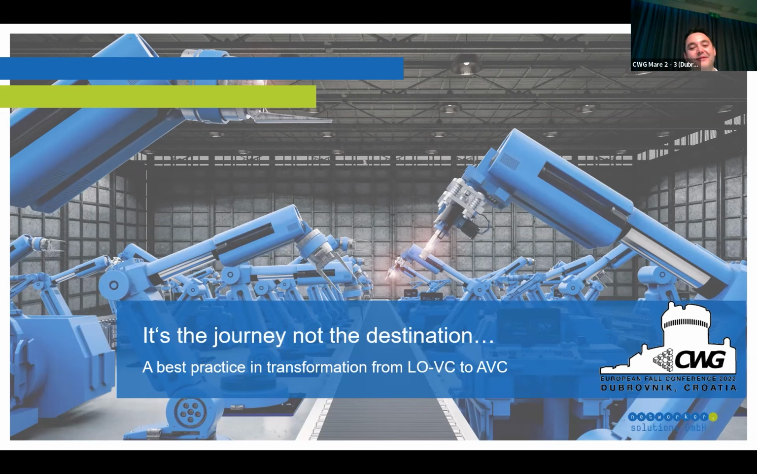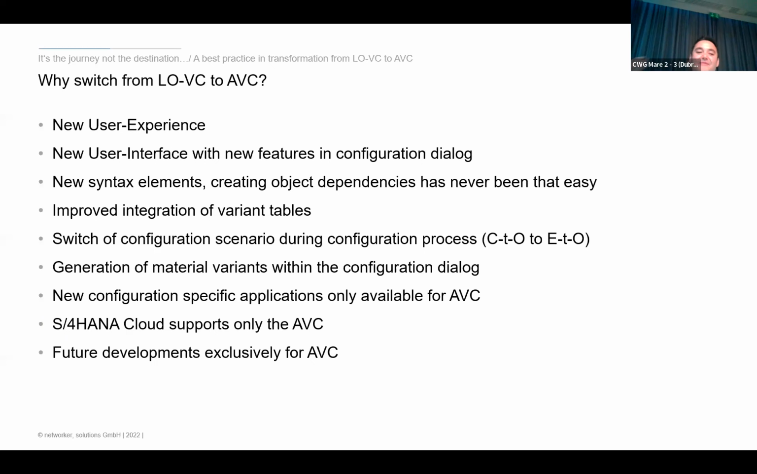A lot of people and companies, users of variant configuration, know nowadays that the AVC is not that bad, like it was four or five years ago. We have a lot of big improvements and enhancements, and we have additional functionalities. It's getting better and better. But a lot of people and companies are afraid to make the step of switching from LOVC. But first of all, why should you switch from LOVC to AVC?